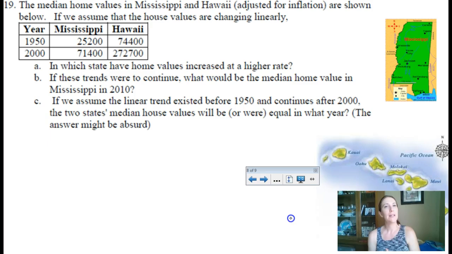No, because you wouldn't have been paid that much money, right? A dollar was worth something else back in 1950. So they've already adjusted this data for that amount. So don't worry about that.